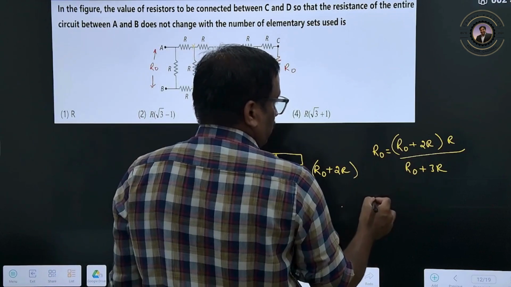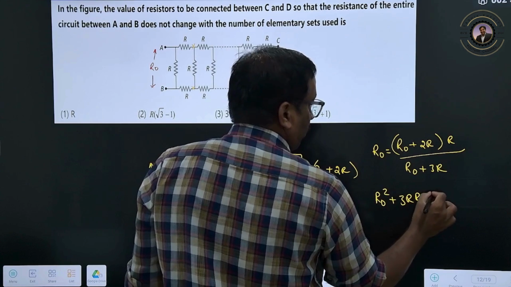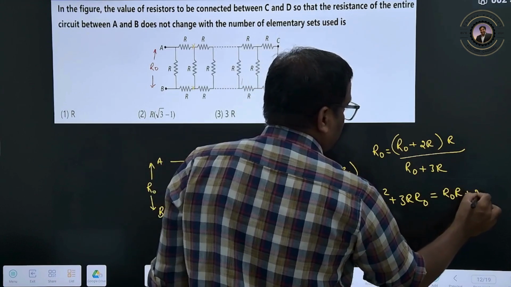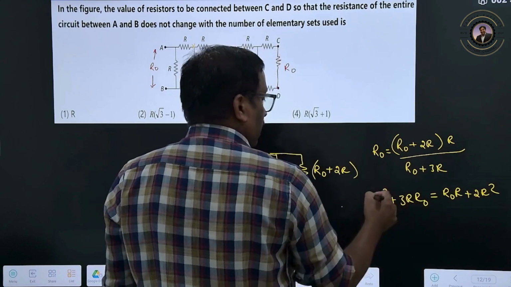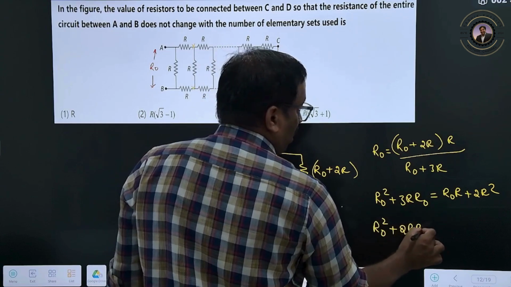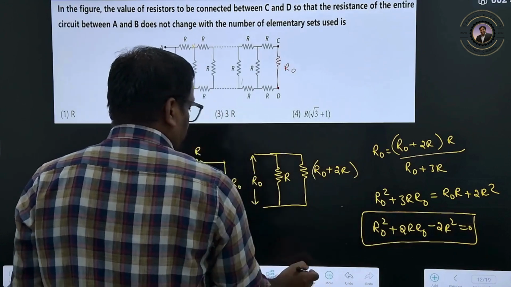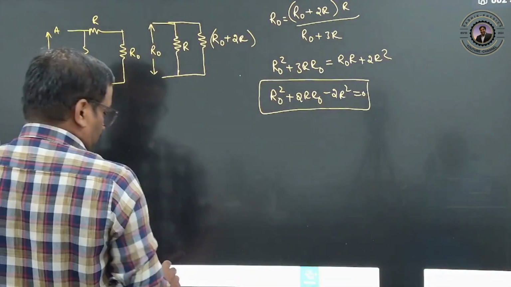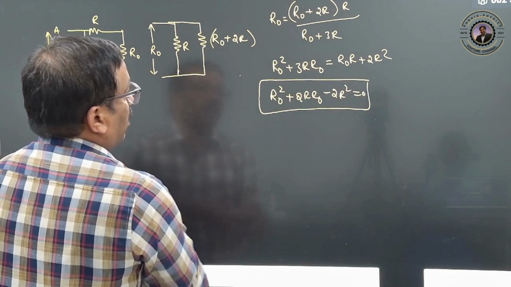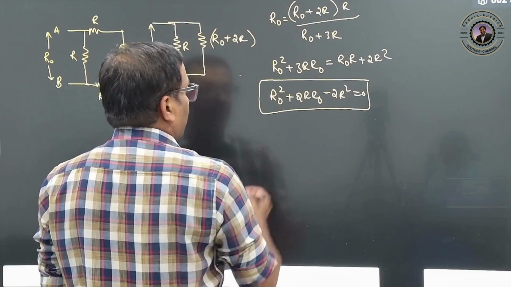Now just take this one. On this side, R naught square plus 3R into R naught will be equal to R naught into R plus 2R square. Taking this across, R naught square plus 2R into R naught minus 2R square will be equal to 0. Clear? Right? So here R naught square plus 2R into R naught minus 2R square. Here only the R naught value we can calculate.